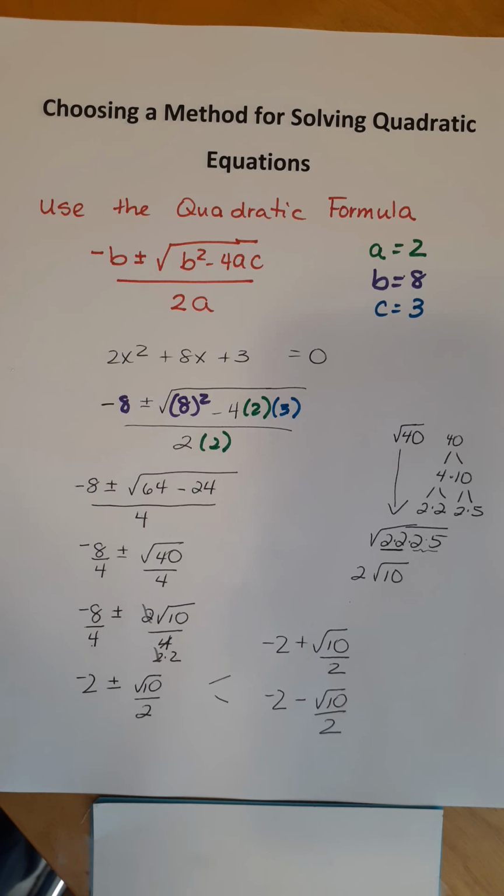Obviously, when you're doing completing the square, you don't have to make it a perfect square if the leading coefficient is 1. That's the only difference with this. But it's the same thing, guys.